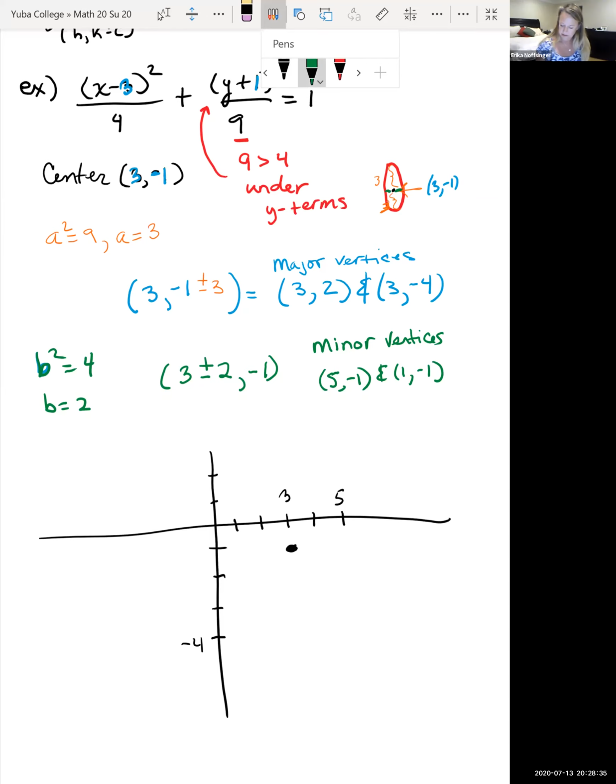So we have one at (5, -1), (1, -1). These are the minor vertices. And then what did I say? (3, 2) and (3, -4). So now graph the ellipse shape.